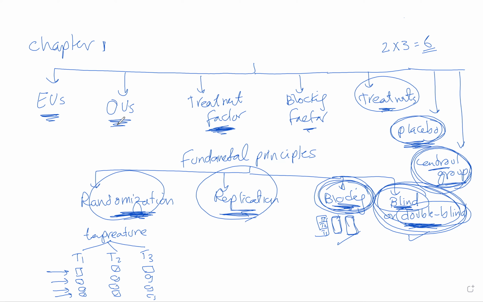I assign them to the dorms. So the number of dorms is the number of experimental units. I assign them to tanks. So the number of tanks is the number of experimental units. I assign them to patients. The number of patients is the number of experimental units.